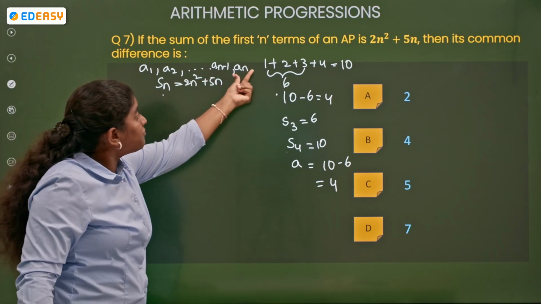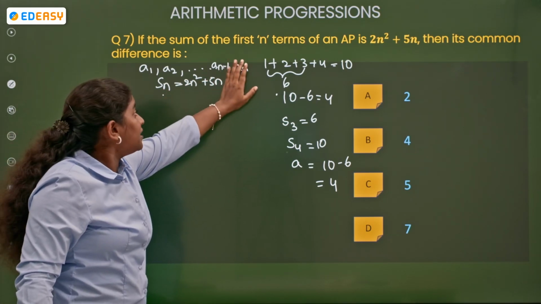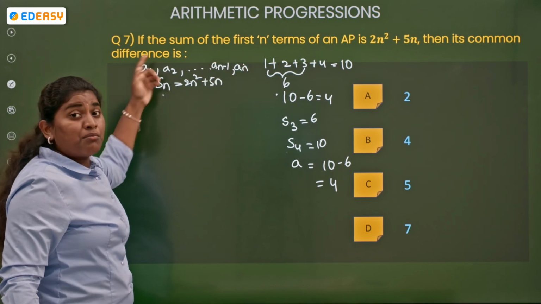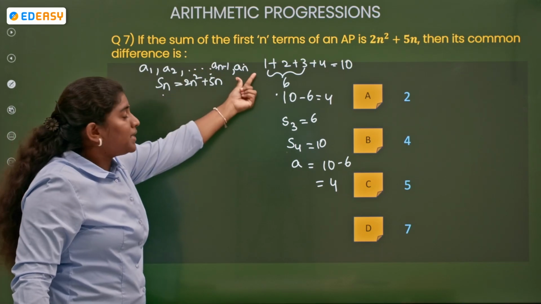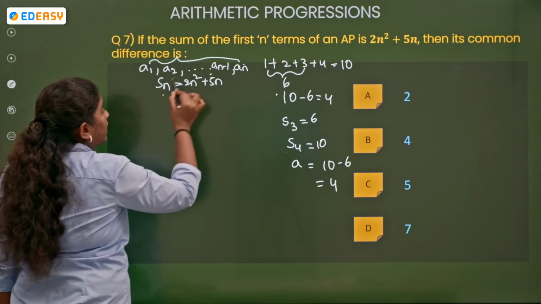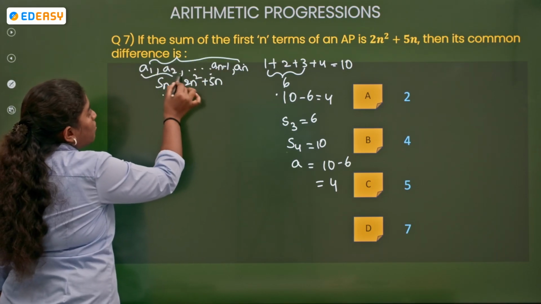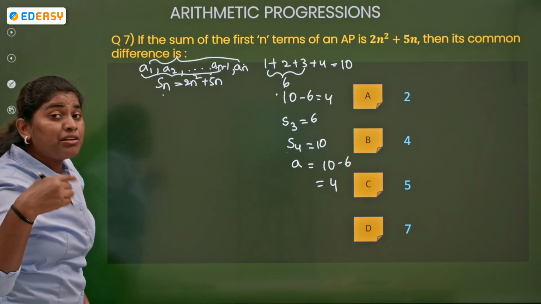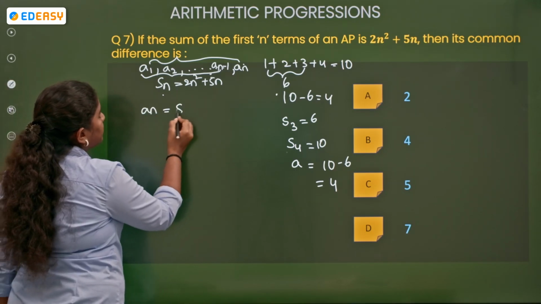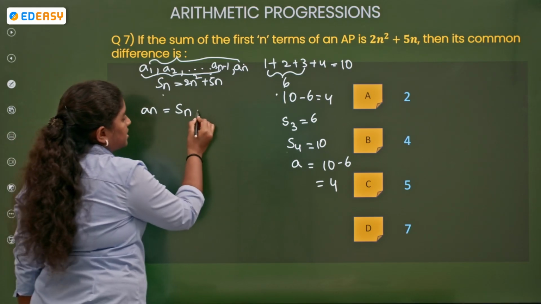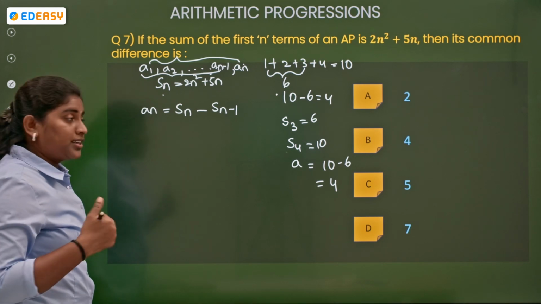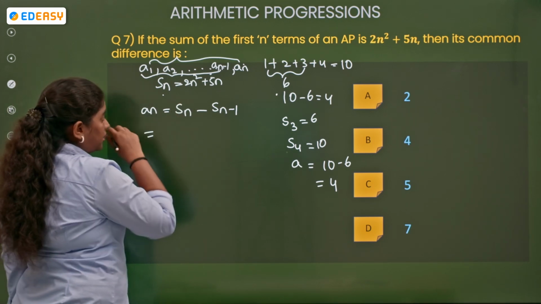Now, how can I find my an? So, an will be given by, from this complete sum, if I subtract my sum of an minus 1, I will be getting the an. Okay. So now what we can say is, an is given by, from the sum of n terms, we are going to subtract the sum of n minus 1 terms. Clear?